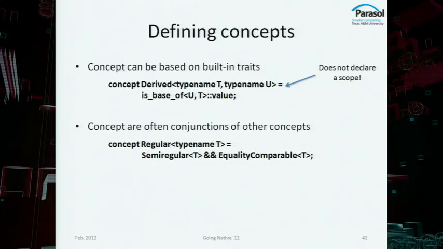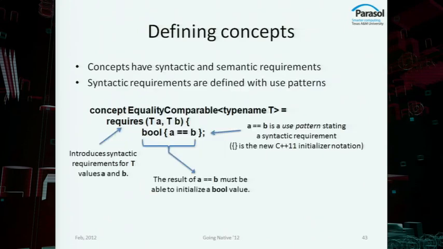Concepts are conjunctions. So you can see here we have a concept defined that takes two other concepts, semiregular and equality comparable, and we expect that to either be true or false also. When you actually go through and define requirements, we introduce those with a requires clause, which works just like this does. So a requires clause can be parameterized over objects, here two objects of type T called a and b. We use these to help write valid expressions.